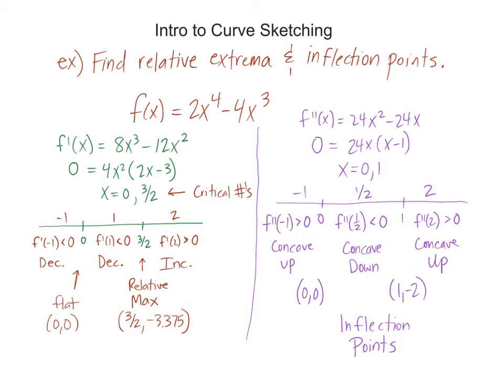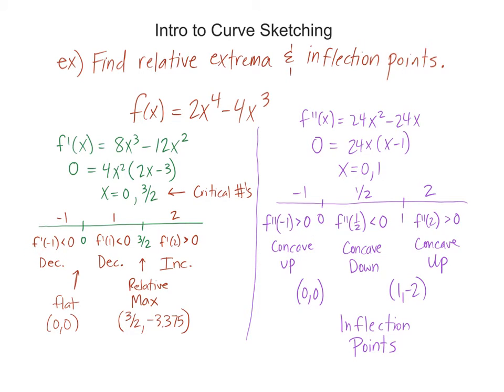This was a 4th degree function. We were looking for relative min and max and inflection points. So I started here with the first derivative. I set it equal to 0 and factored it, and those factors are equal to 0 at 0 and 3/2. And so those are our critical numbers. I need to make a little number line with test values, and it turns out that the first derivative is less than 0, or negative, at -1.